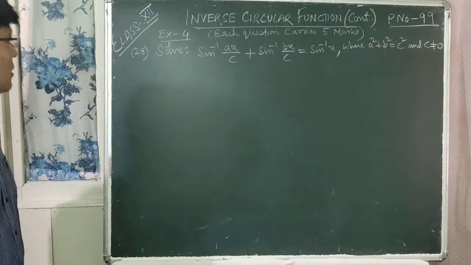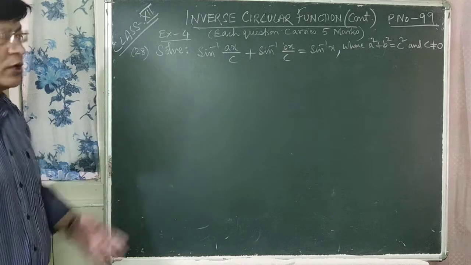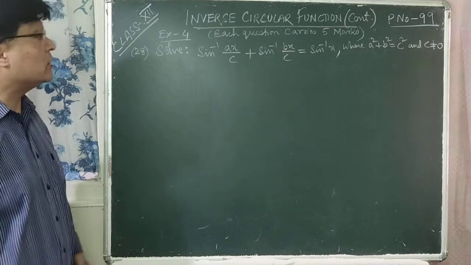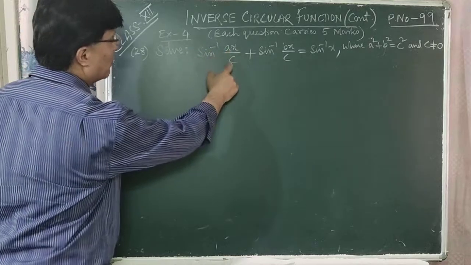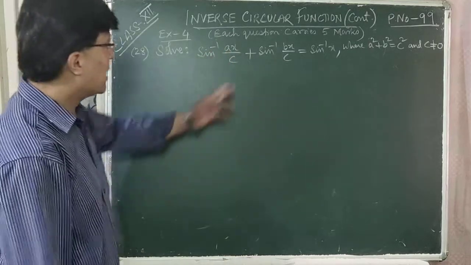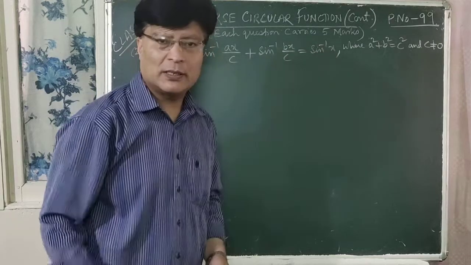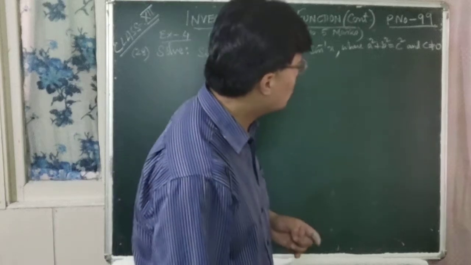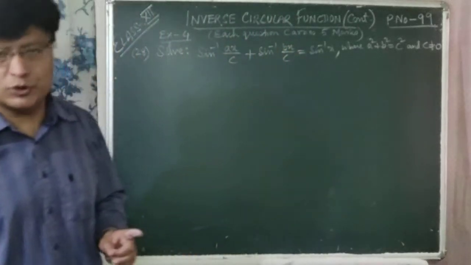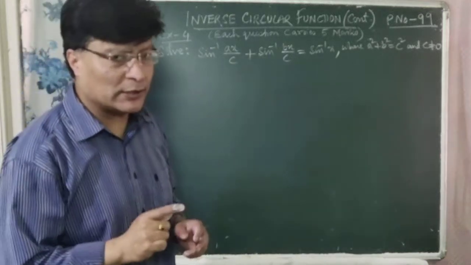So now we will do the next question, that is question number 28. So you have to solve this equation. What is the equation here? Sine inverse ax upon c plus sine inverse bx upon c is equal to sine inverse x, where the condition is also given there: a square plus b square is equal to c square and c not equal to 0. So this is only one equation because one variable is there.